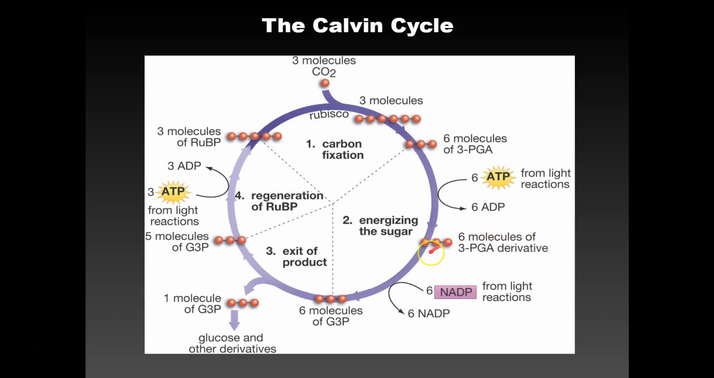Those ATP are coming in, adding phosphates to this 3-PGA, energizing it. And NADPH, or NADP, is coming in here as well from the light reactions. It's adding some hydrogens to the situation, and this 3-PGA molecule is turning into this thing called G3P. All right, this G3P, or one molecule of the 6, is going to exit and be turned into glucose and other derivatives, and these 5 are going to go back into regenerating RuBP.